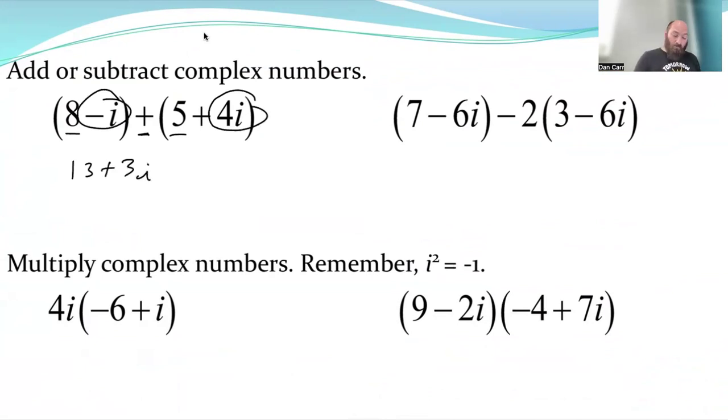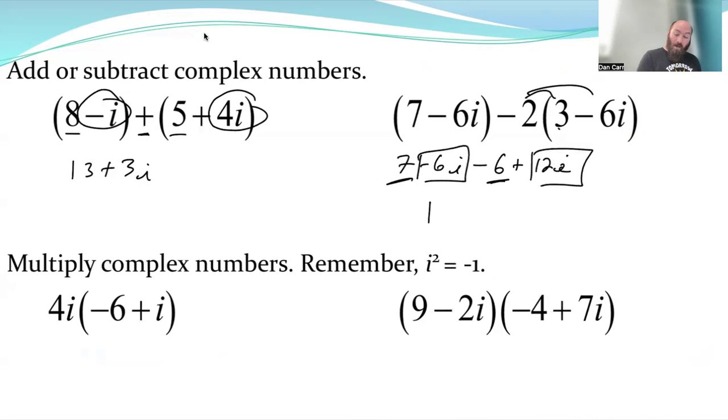For the next one, I want to first distribute the negative 2 here. So 7 minus 6i, there'll be a minus 6 and then a plus 12i. So I'm going to combine my real parts here. 7 and negative 6 combine to 1. Negative 6i and a positive 12i combine to make 6i.